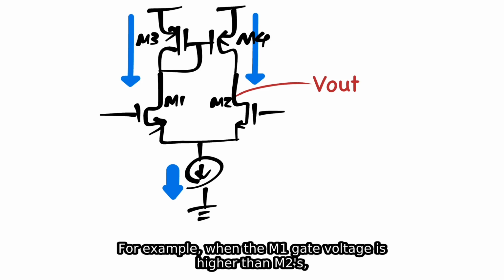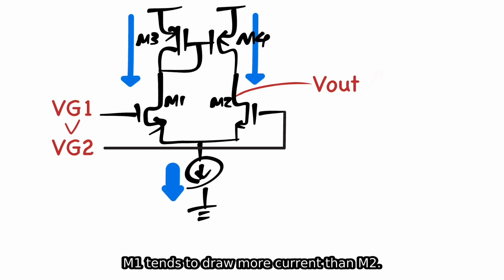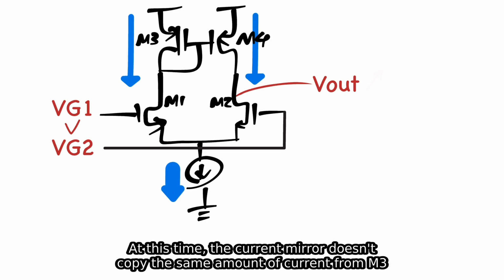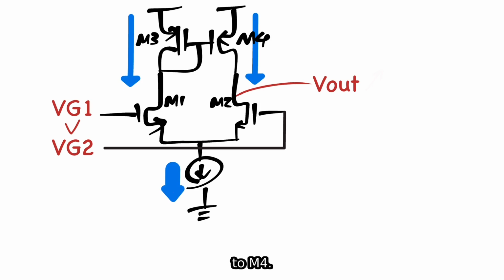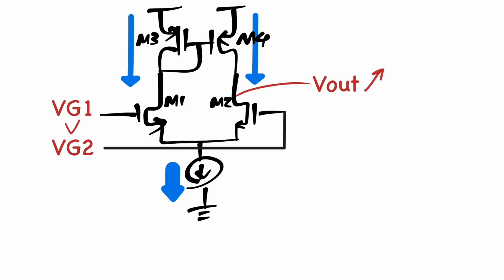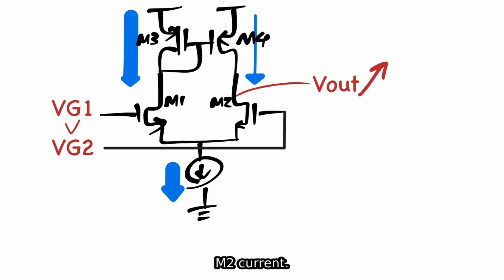For example, when the M1 gate voltage is higher than M2's, M1 tends to draw more current than M2. At this time, the current mirror doesn't copy the same amount of current from M3 to M4. Instead, it increases its output voltage at the M4 drain, which equivalently tunes the M4 current smaller and meets the condition of a smaller M2 current.